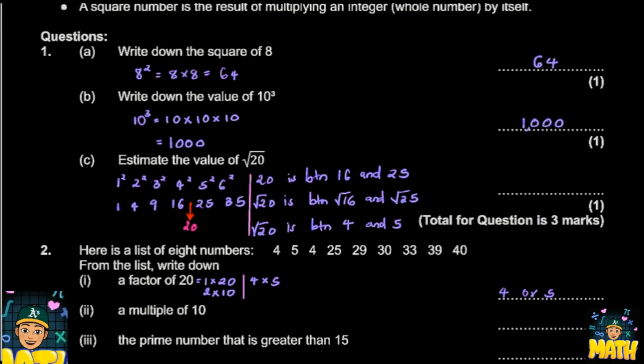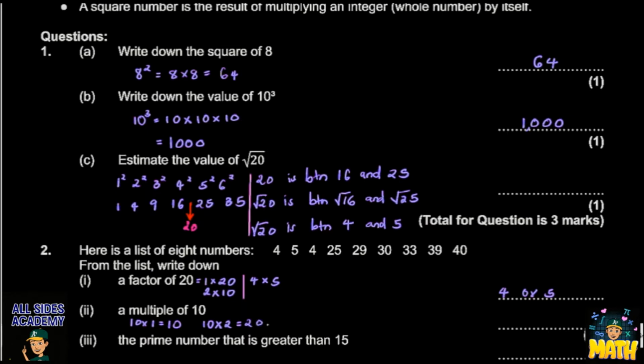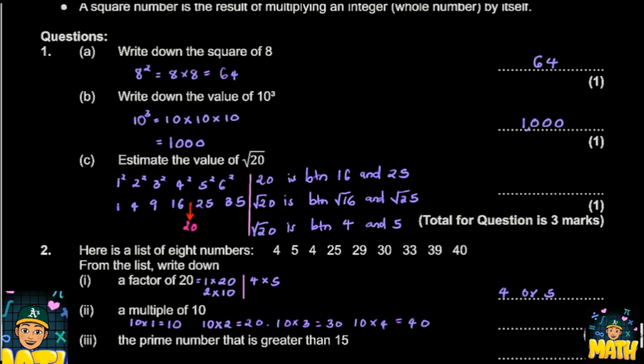A multiple of 10. What are multiples? Now you have to think of the times table, the 10 times table. 10 times 1 is 10, 10 times 2 is 20, 10 times 3 will give you 30. So 10 times 4 gives you 40. I'll use lines right there so that I'm able to separate my work very neatly. So the numbers that are available in the list we are given are 30 and 40. So you can write any of the two options.